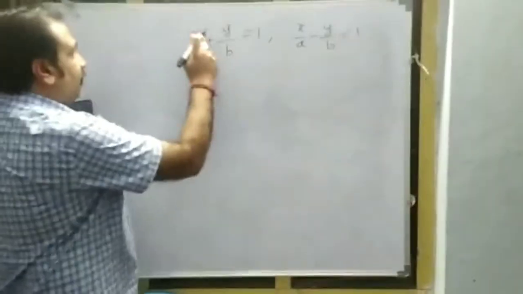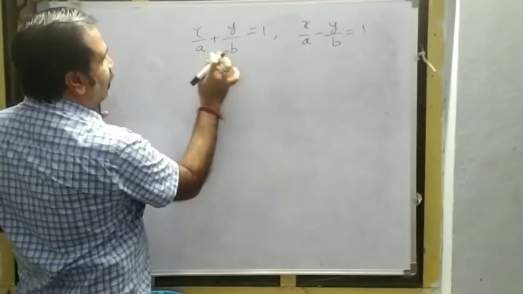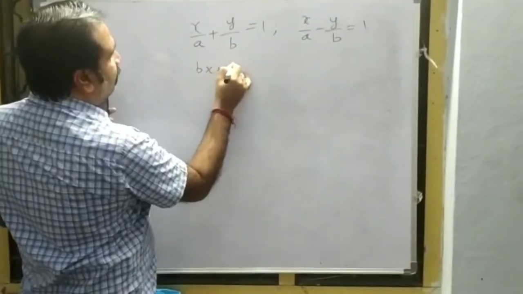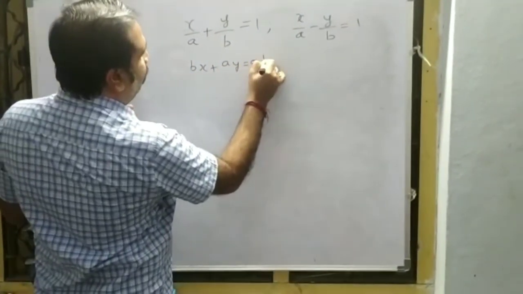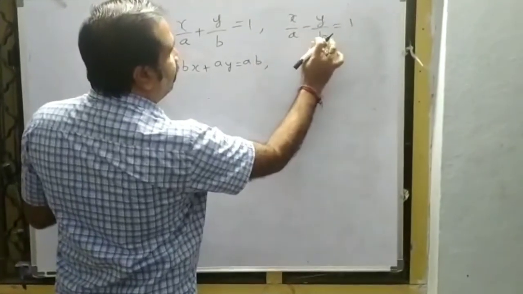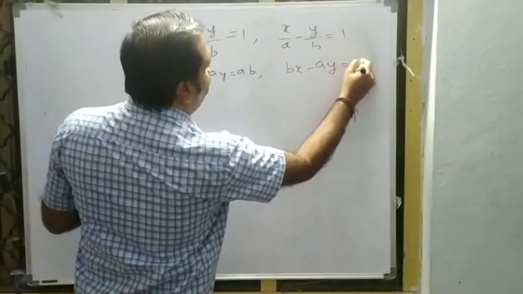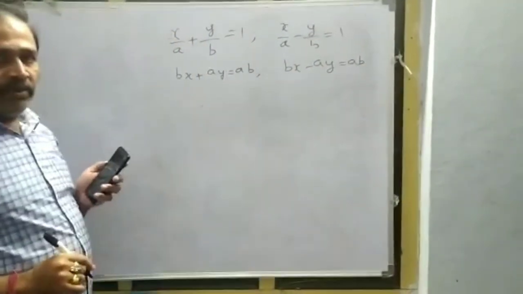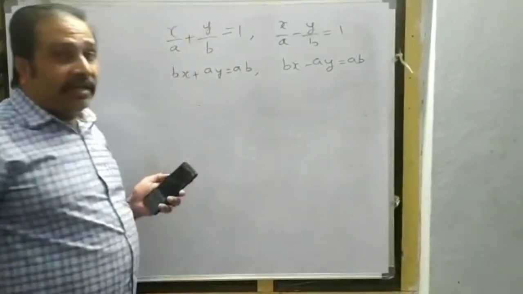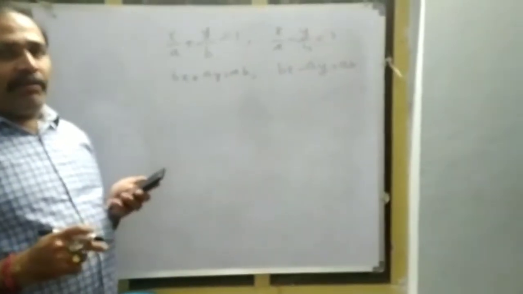First we can write these in line equation form. ab is the LCM. Then it becomes bx plus ay is equal to ab. Right. What is this equation form? ab is the LCM. Then what do you get? bx minus ay is equal to ab. Now it is there in line equation form. Now we should find out the angle between them.